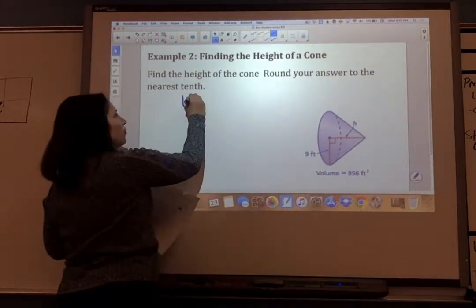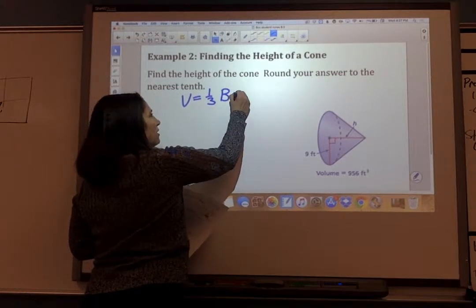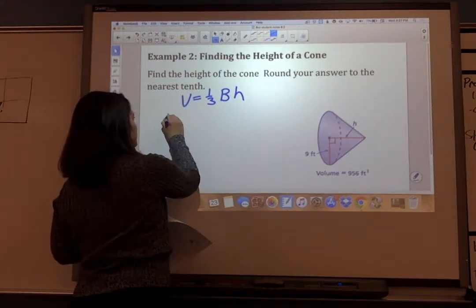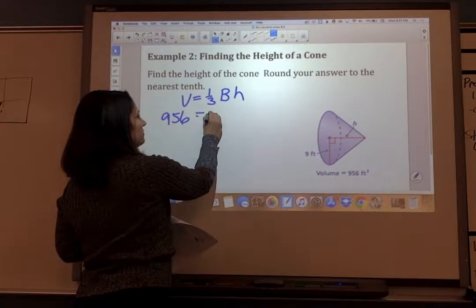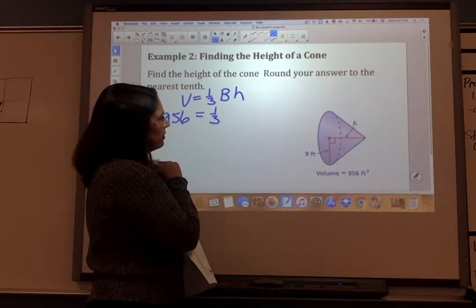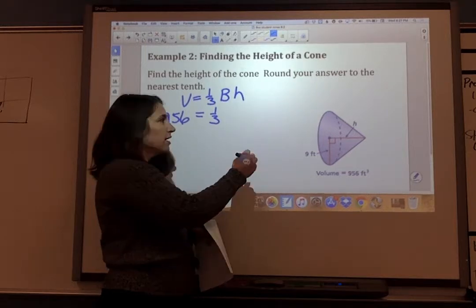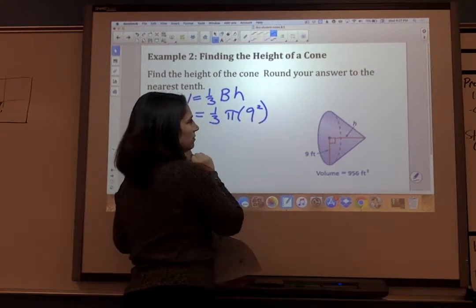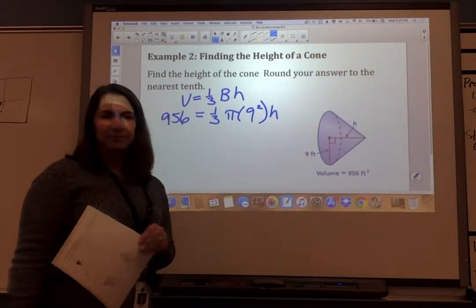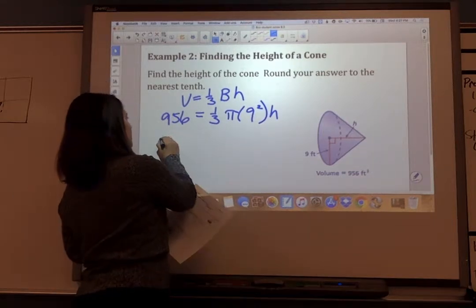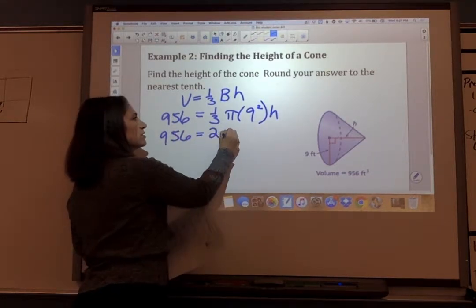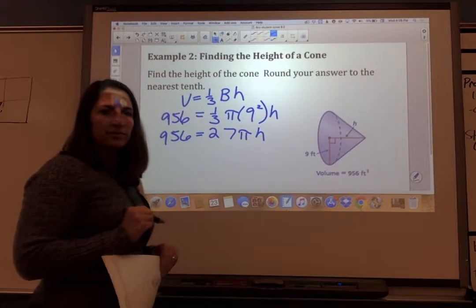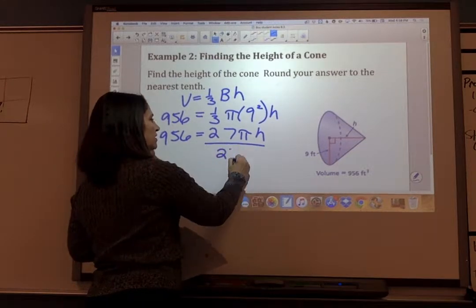All right, let's go ahead and do an example where we're finding the height of a cone. So we're still going to use our formula V equals 1/3 area of the base times the height. This time we find our volume is 956 cubic feet. And that's equal to 1/3 times the area of the base, which will be pi times 9 squared, all times the height. We can simplify this to 956 equals 27 times pi times h. And to find the height, we're going to divide by 27 pi.